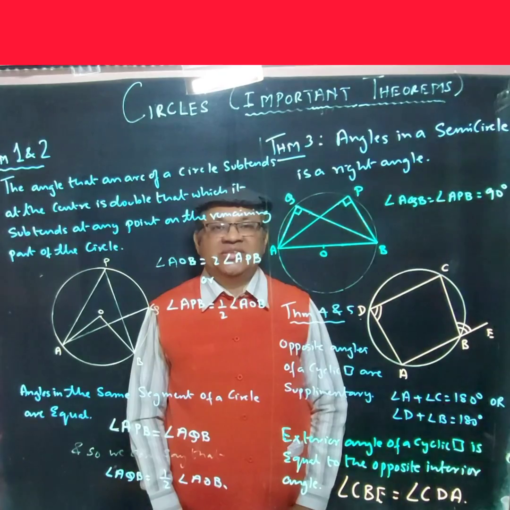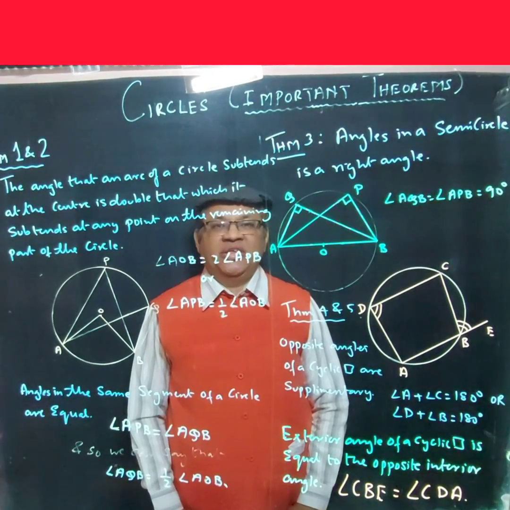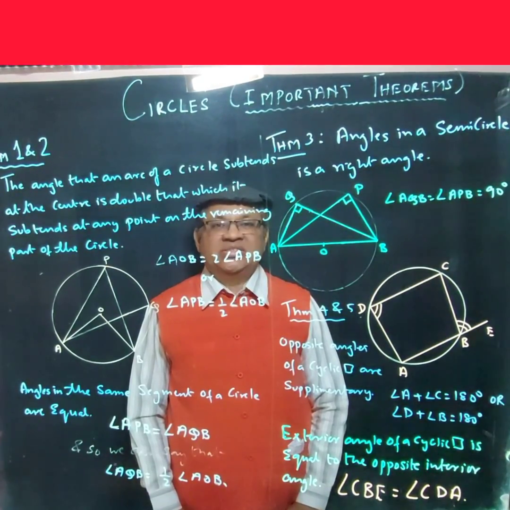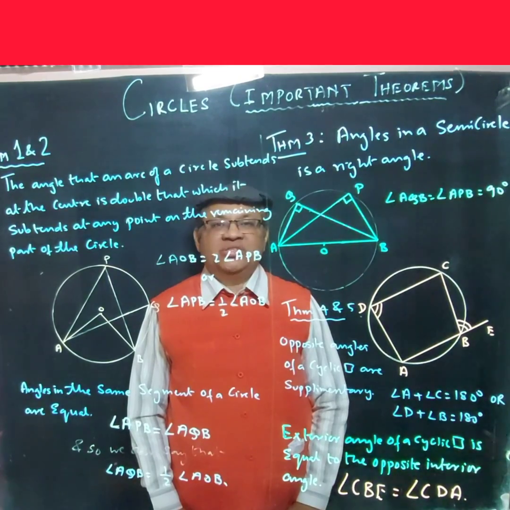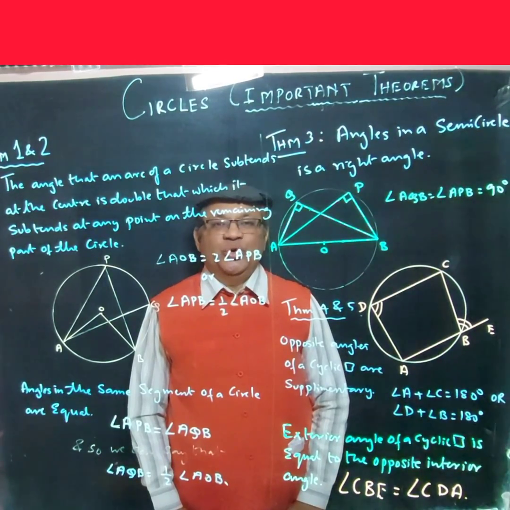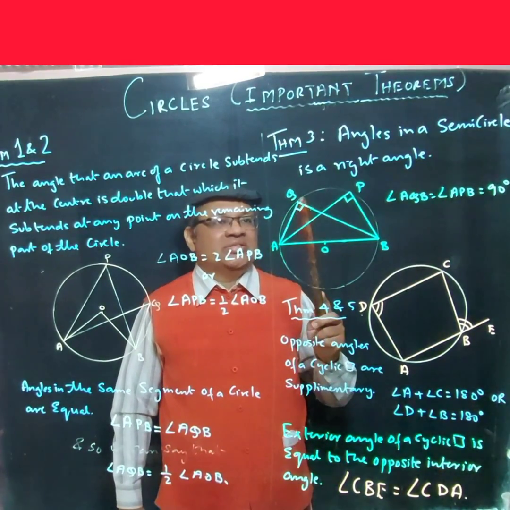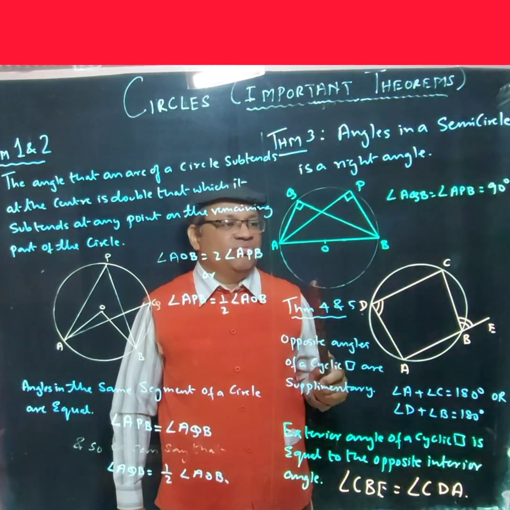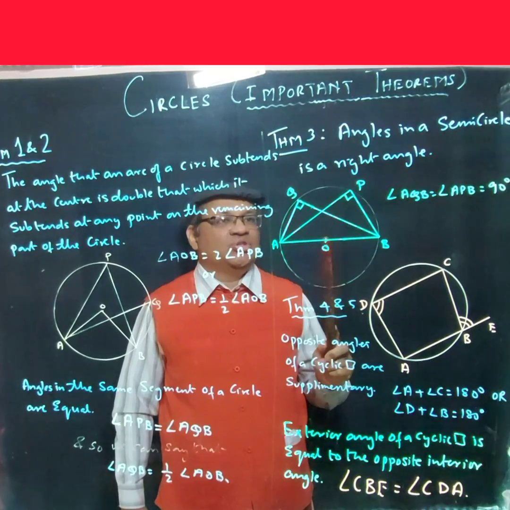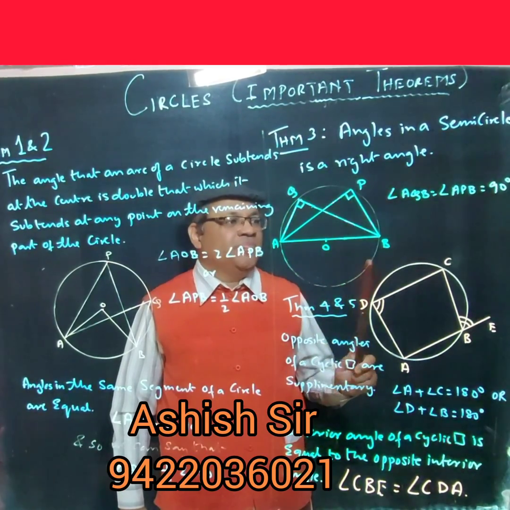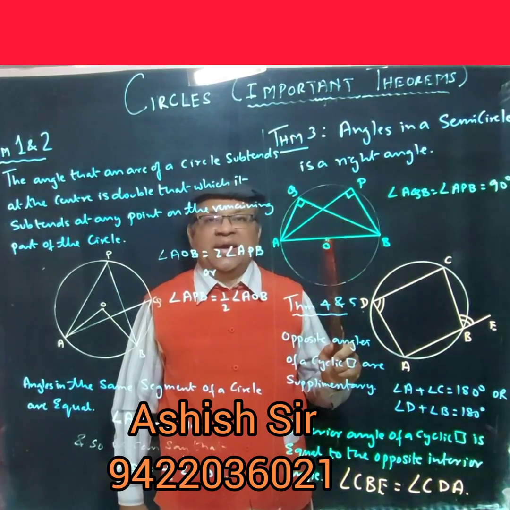Hello students, today we are going to start with a new lesson, that is circle. Before we start with circle, do you know what a circle means? Circle is a set of points which are equidistant from the center. So any point on the circle is equidistant from the center.